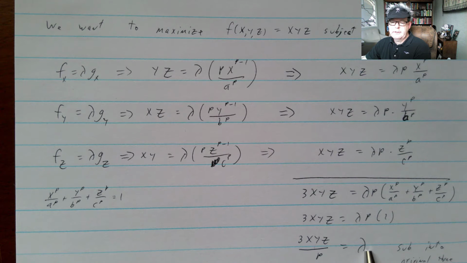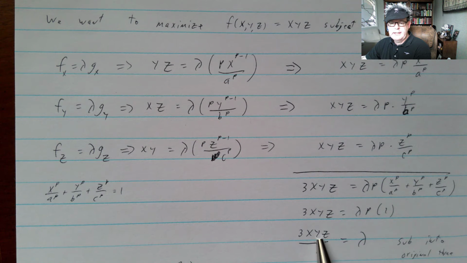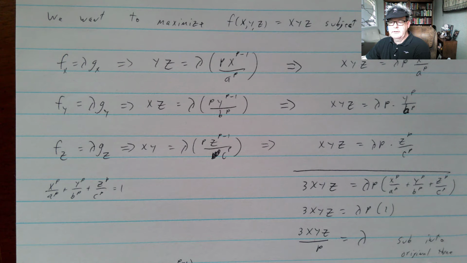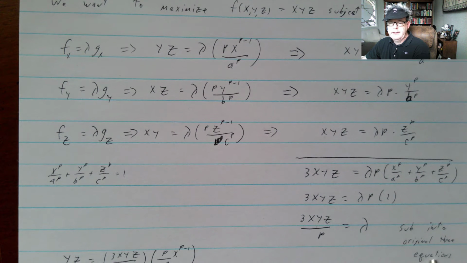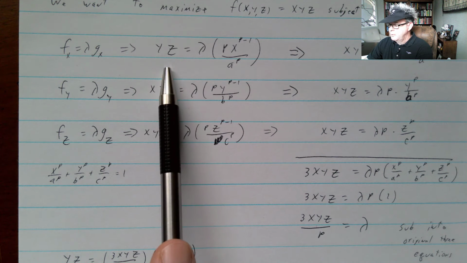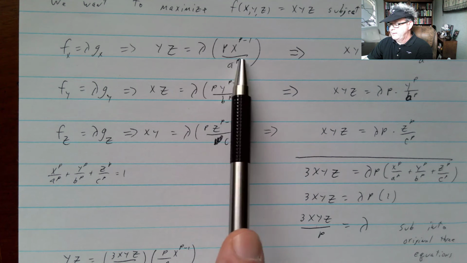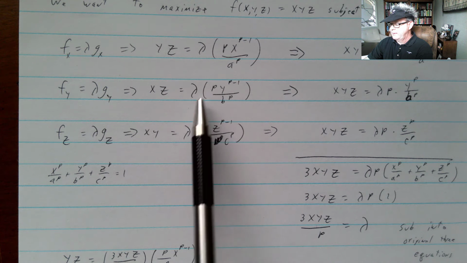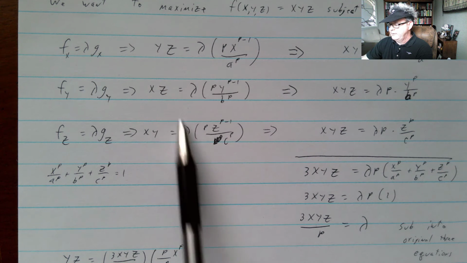And I want to solve for lambda. So lambda is 3xyz divided by p. And now we're going to sub into the original 3 equations, which I have right here. So this yz equals lambda times this. So I'm going to replace the lambda in all 3 of these equations.